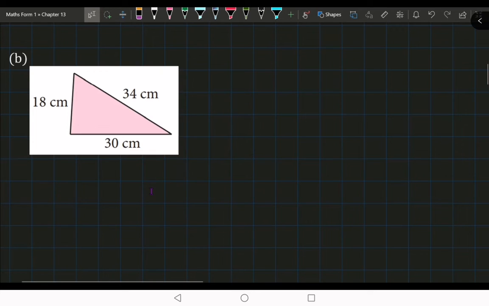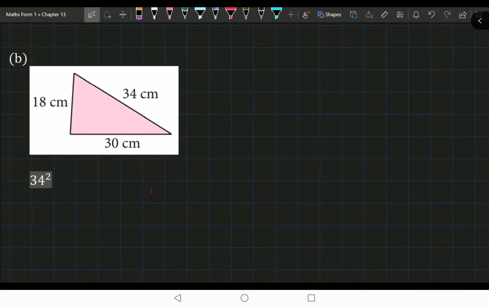So 18, 30, and 34. 34 is the largest or biggest number among them. So we consider 34 as the hypotenuse. Normally, the largest is not always the hypotenuse, sometimes.